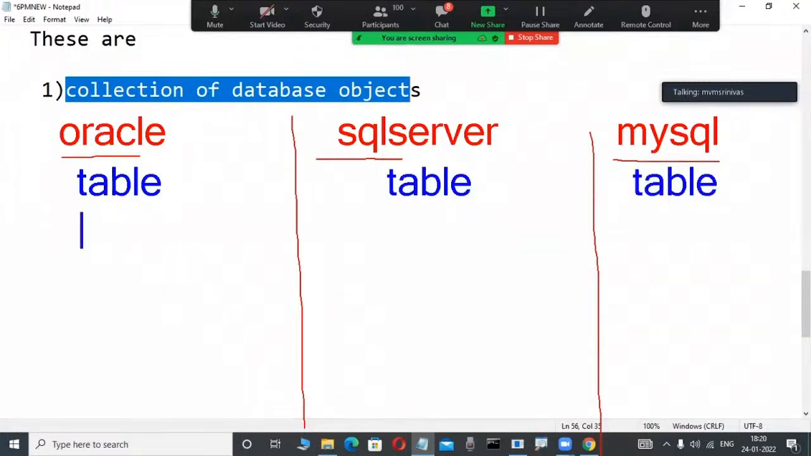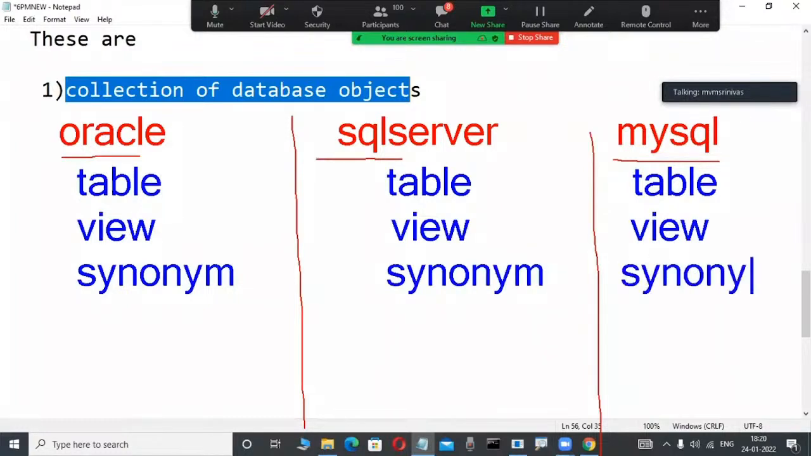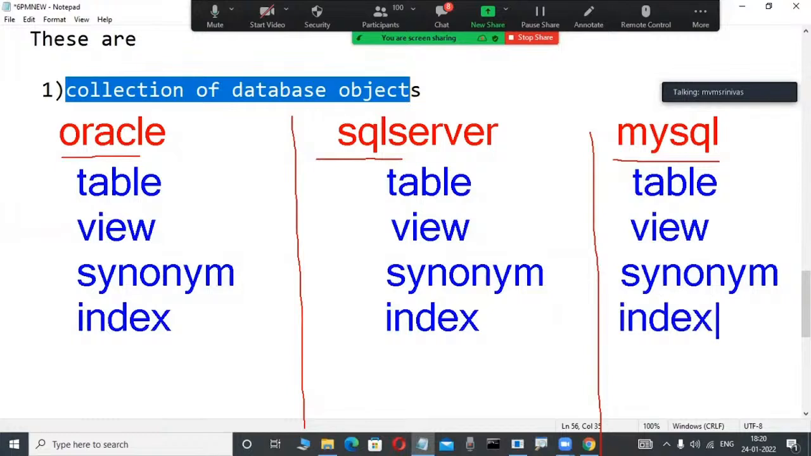Again, view is a database object with some purpose. Here also view is there, and here also view is there. Synonym is a database object too. What is a synonym? What is a view? We are learning that, don't worry. In our course, synonym is available, and here also synonym is available. Index is there here and also here. These are called objects. Some terminology, big concepts only.